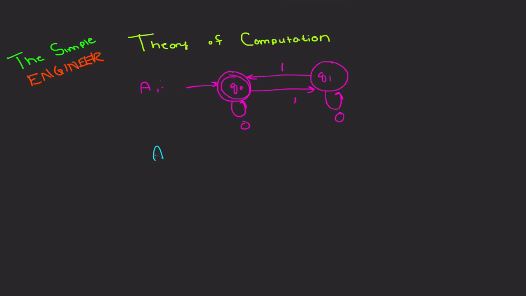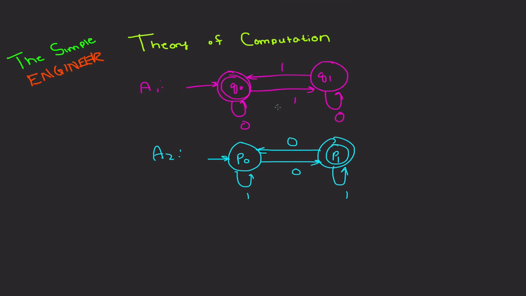Similarly, we're going to have an A2. We'll call this state P0. It's going to be a start state. It's going to take in a 1, loop back to itself, and it's going to output to a P1 on a 0, back on a 0, and then we'll loop back on a 1. So they look similar, but they're very different. The final states are different. The transitions are different, which would be the delta functions.